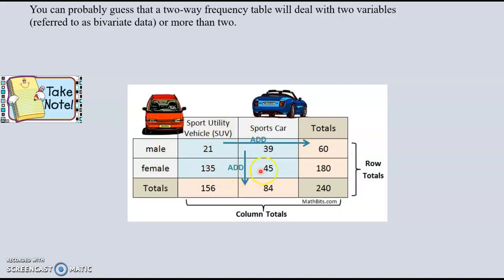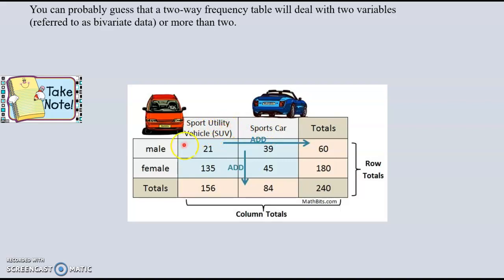Now the count information goes in the cells in the middle of the table, so how many males bought an SUV and how many females bought an SUV, also how many females bought a sports car and how many males bought a sports car. So all the count information goes in these cells here. Now the columns add up to the totals in the bottom and the rows also add up to the totals at the side. So the two-way table is composed of three different elements really.